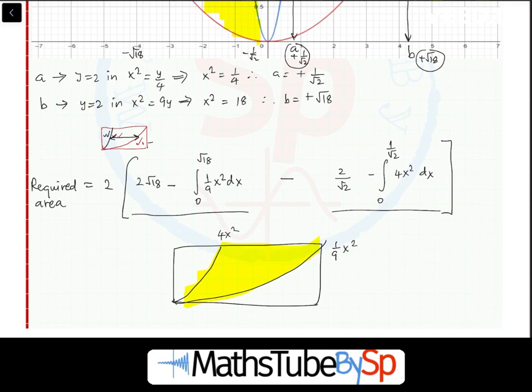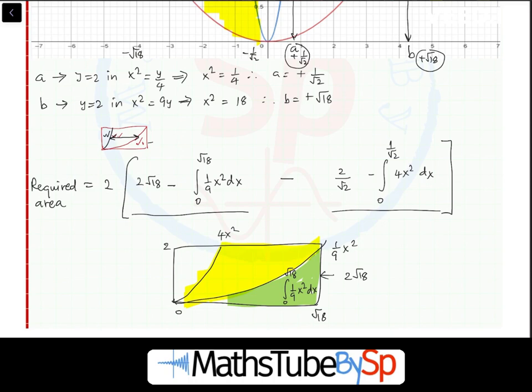So when I find this area, that area is nothing but the integral of 0 to root 18 of that function 1 on 9 x squared dx, right? And this rectangle, the big rectangle, is 2 root 18.